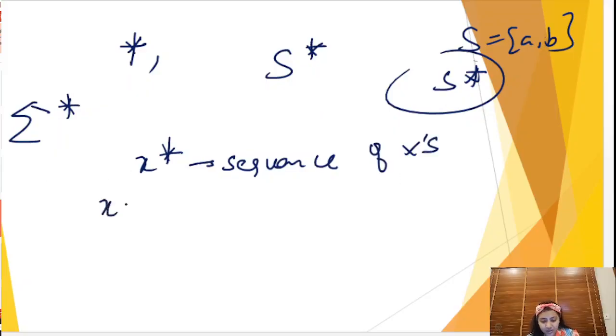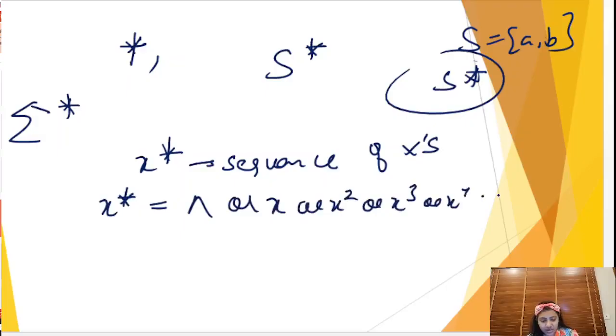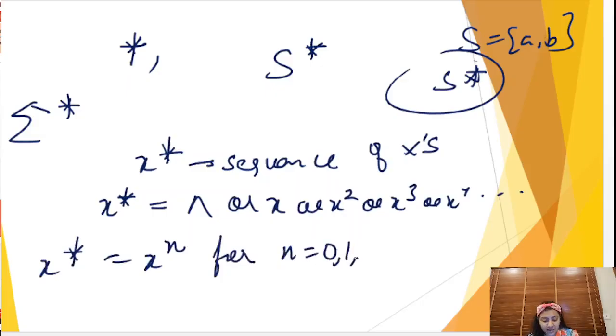So x star can be represented as: it can have either lambda since it's a star, or it can have single x, or x square, or x cube, or x to the power 4, and so on. So we can also represent this x star as nothing but x raised to the power n, where n can be 0, 1, 2, 3 and so on, right? So this is my regular expression.